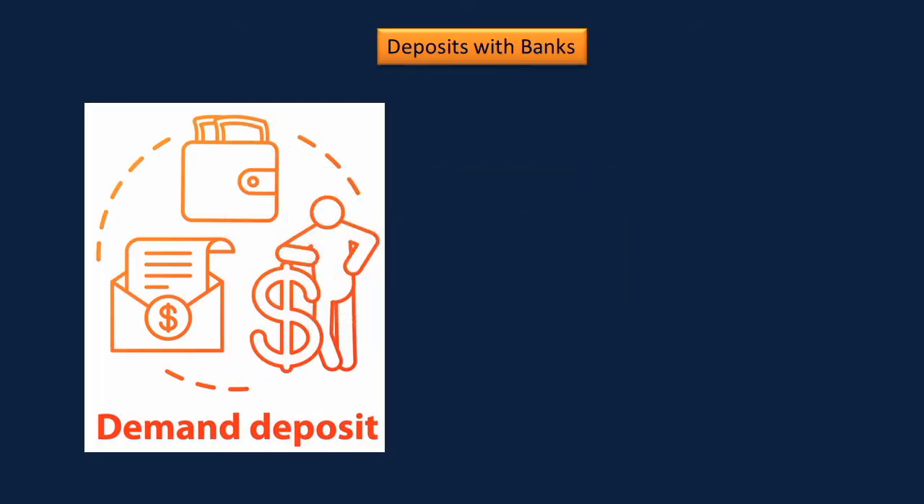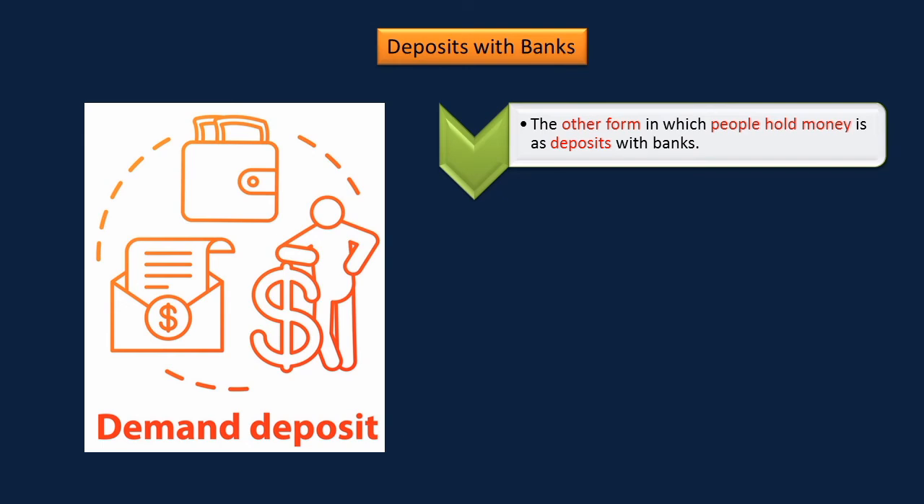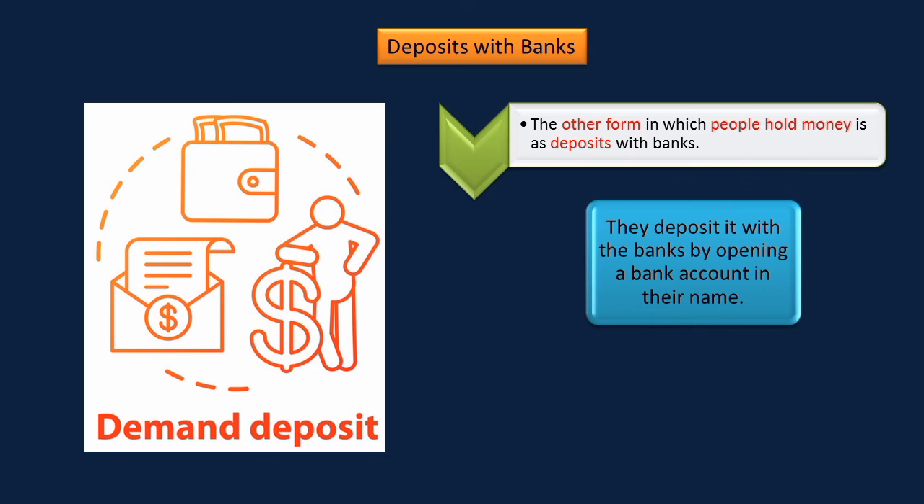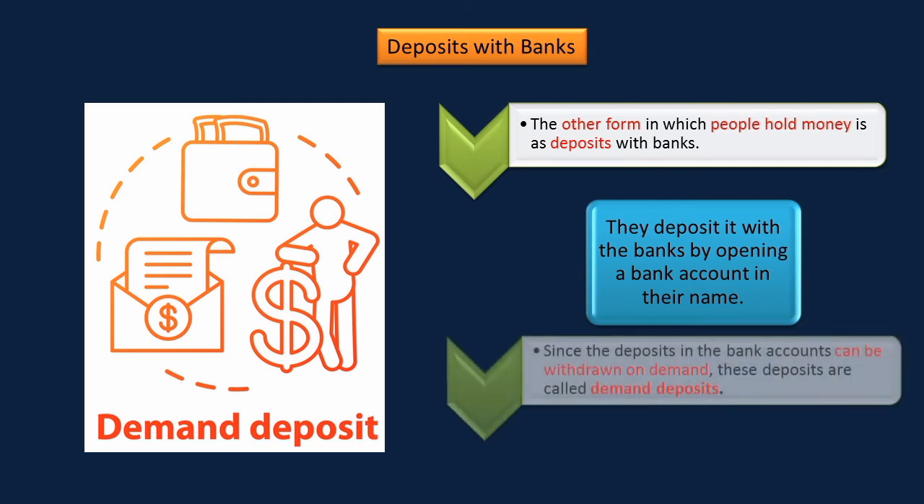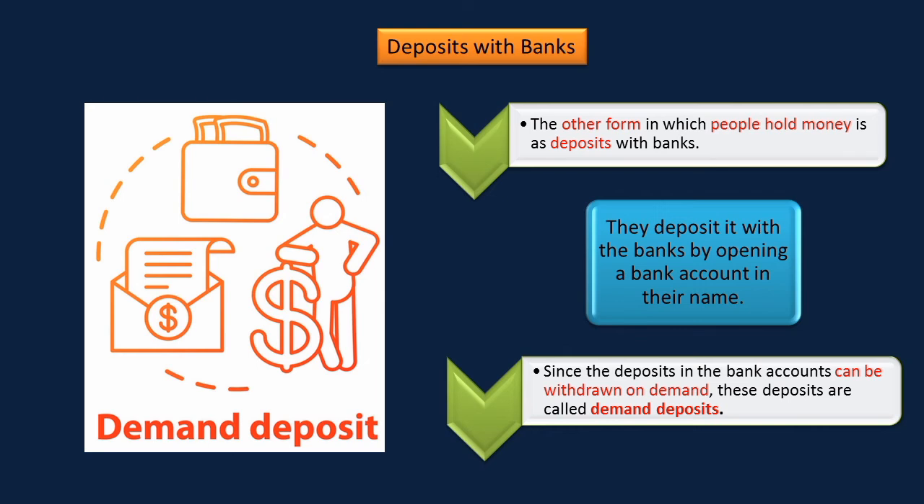Here another important topic comes: deposits with banks. What are deposits with banks? What are demand deposits? We'll discuss. The other form in which people hold money is called deposits with banks. How do people deposit? They deposit by opening a bank account in their name. When they want, they can withdraw it. So these are also called demand deposits. These deposits in bank accounts can be withdrawn on demand. When the depositors demand that they want this money, they can withdraw it.